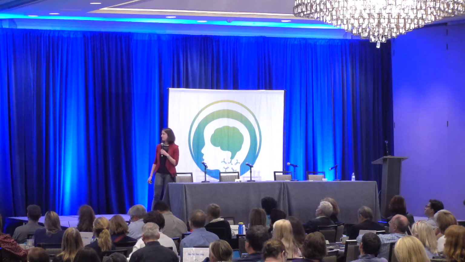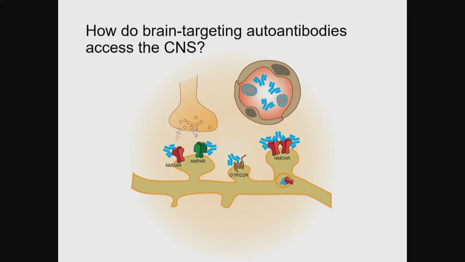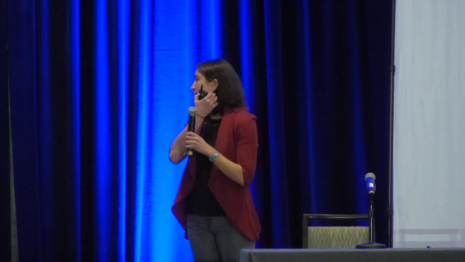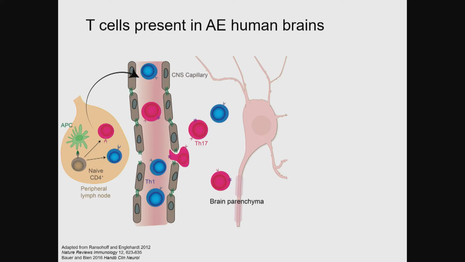So the question that we're arriving at is, how do these brain-targeting autoantibodies access the CNS, and how does the immune system begin to infiltrate the brain in autoimmune encephalitis caused by infection? T cells are present in the brains of various autoimmune conditions that target the CNS. The most classical presentation of a CNS autoimmune disease is multiple sclerosis.